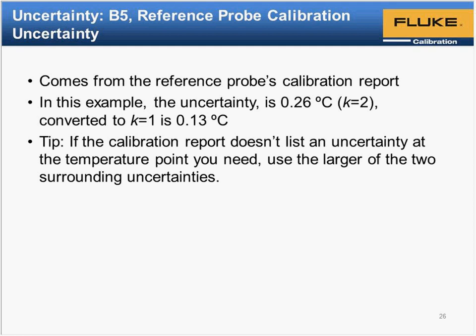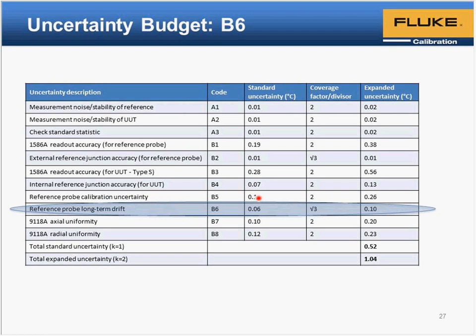A rule of thumb for that is that you look at the two surrounding measurement uncertainties in the calibration report and take the larger of the two. I recommend that you always talk to the cal lab that calibrates your reference thermocouple for their advice if you don't already know how to calculate the uncertainty at these in-between temperature points. In this case, the uncertainty is 0.2 degrees C. So when we divide that by 2, we get 0.13 degrees C, which we plugged in here for B5.